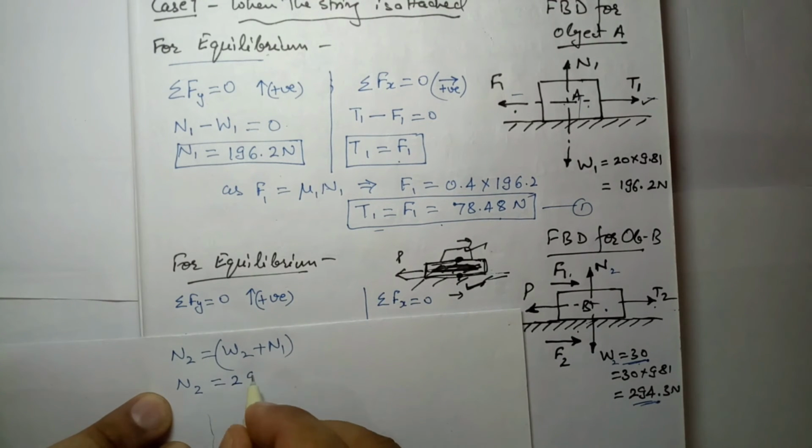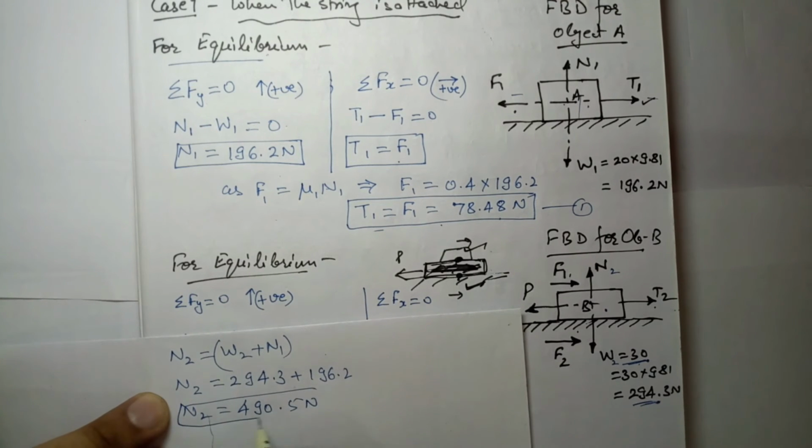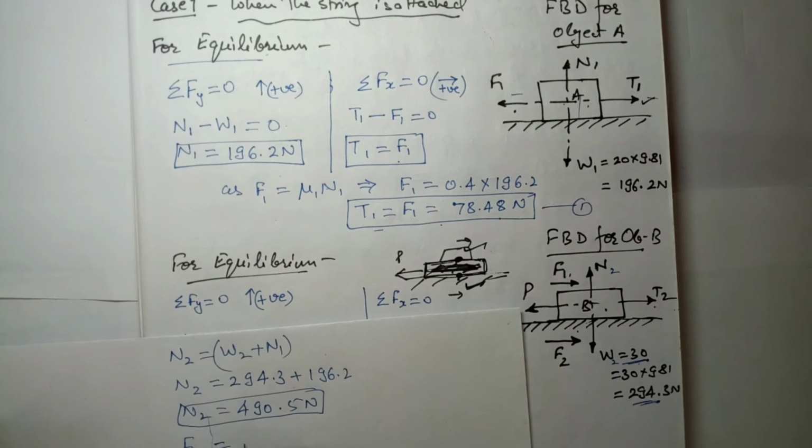So N2 is equal to 294.3, the weight W2, plus 196.2, the normal reaction N1. So N2 comes out equal to 490.5 Newton. This is the value of normal reaction for the second object. Now we have to calculate the friction force F2. F2 is equal to mu into N2, that is mu, the static friction, into N2, 490.5 Newton. So we get the value of F2, that is 196.2 Newton.